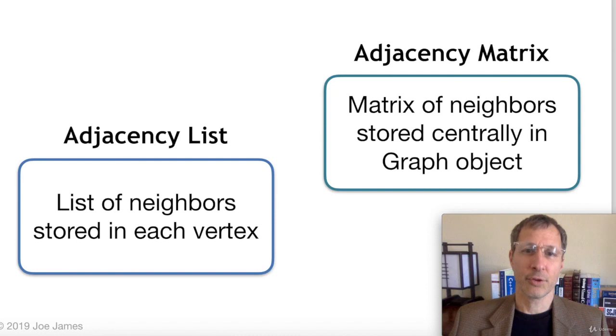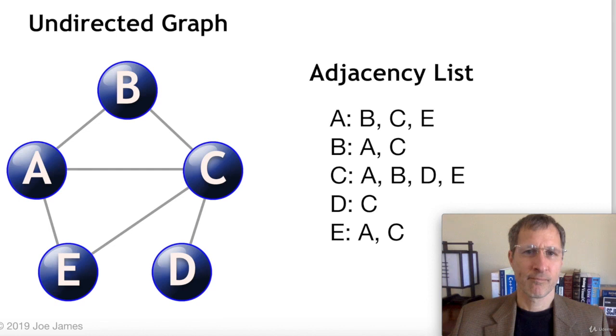So transportation and networking are just a couple of the very many different possible applications for graphs in modeling real-world problems. In this section, we're going to cover the 2 most common ways to implement graphs, which is using an adjacency list and an adjacency matrix. An adjacency list stores a list of neighbors for each vertex in the vertex itself. An adjacency matrix stores a 2D array of all of the connections between the vertices in the graph object.